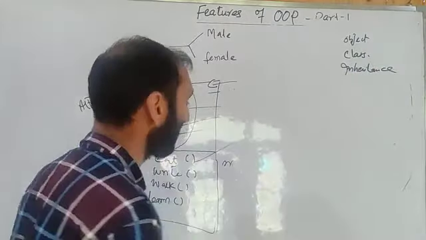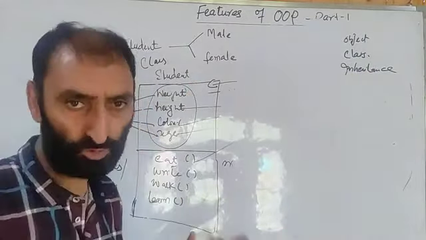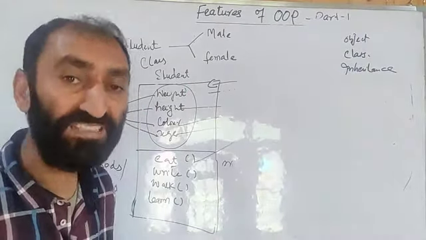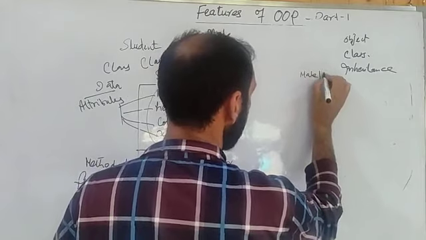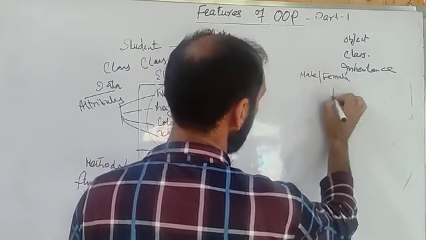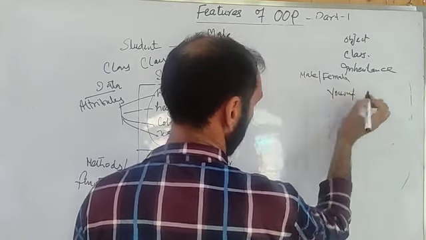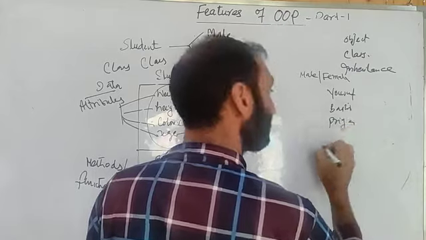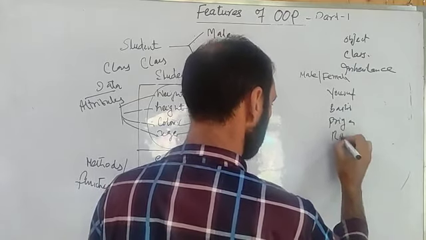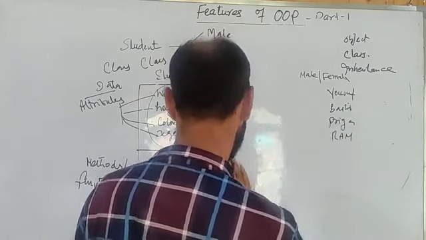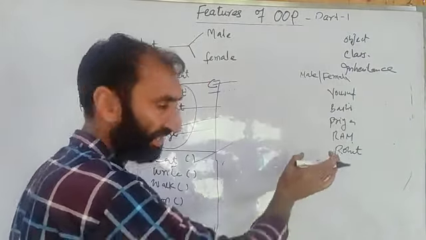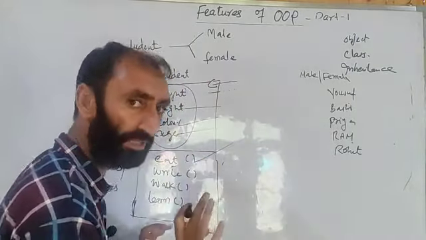What is inheritance? Actually, what is student? Student is a class, and it also contains two subclasses. That is, a student can be either male or female. For example, here I could write Yousuf, Bashir, Priya, Ram, Rohit. These are all instances of this class. These are also all students. These are the objects that share these common properties and their behavior.